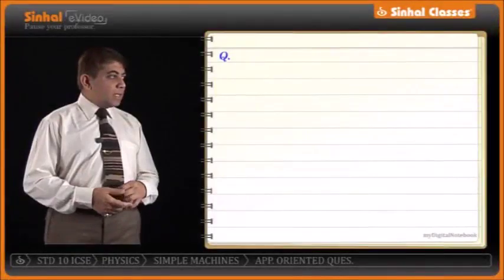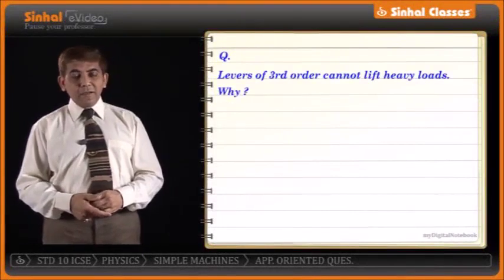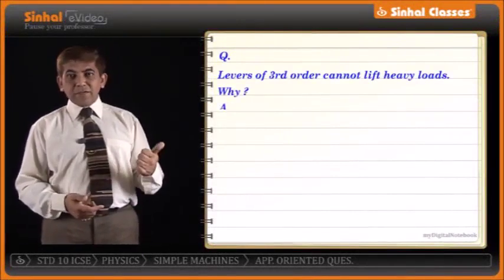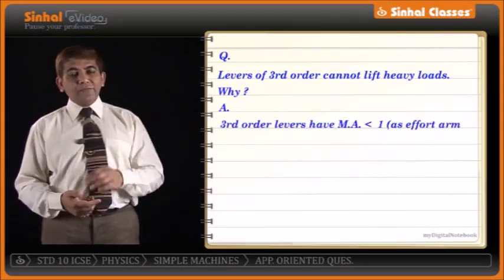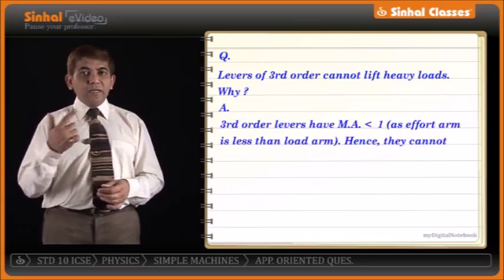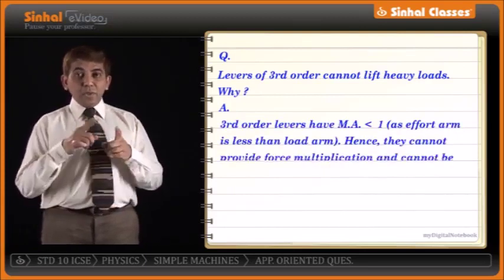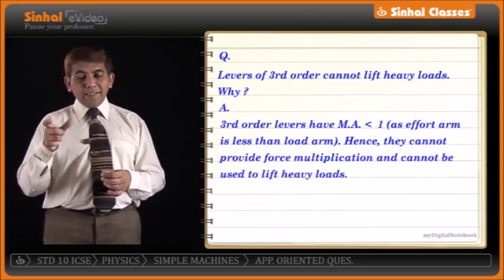Class 3 levers cannot lift heavier loads. Why? You know what is a class 3 lever? In a class 3 lever we have the fulcrum, the load and the effort placed in such a sequence that the effort is between the load and fulcrum. That means which arm is the longest arm? The load arm is the maximum arm or the largest arm.